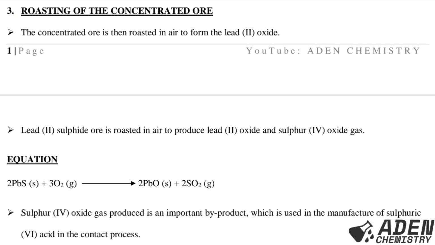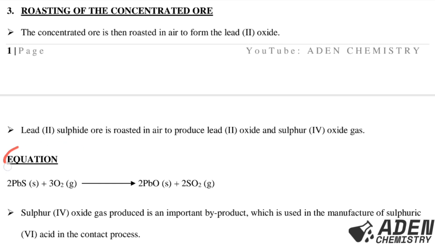And we are saying the concentrated ore is then roasted in air to form lead 2 oxide. And we are saying lead 2 sulfide, that's galena ore, is roasted in air to produce lead 2 oxide and sulfur dioxide gas. Remember learners, if a metal sulfide is heated or roasted in air, we will form 2 products. One is metal oxide and the other one is sulfur dioxide gas.